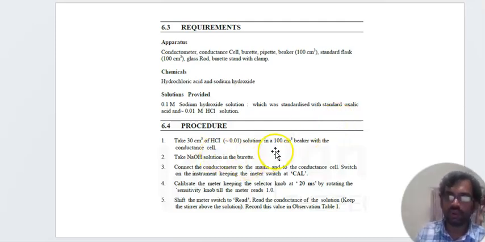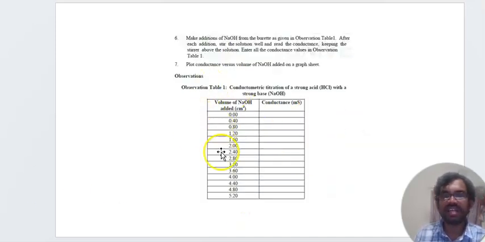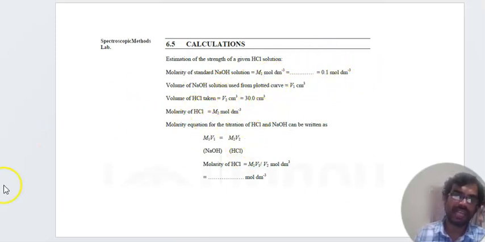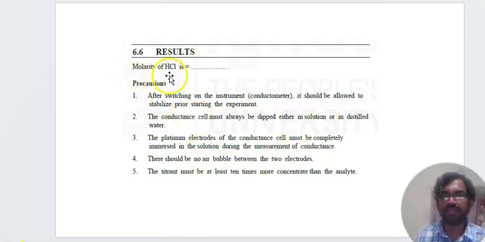ml of hydrochloric acid 0.01 molar solution in a 100 cubic centimeter beaker and measure the conductance of this cell. So take the sodium hydroxide solution in a burette and do this as given in the procedure, and find out the conductance. This is the table to write the values of sodium hydroxide volume and the conductance; you can fill it. So this is the formula for calculation in the conductometric method, the estimation of strength of the given HCl solution and molarity of standard sodium hydroxide in moles per liter. This is the calculation part, and these are the results, the molarity of hydrochloric acid, to find out this concentration.